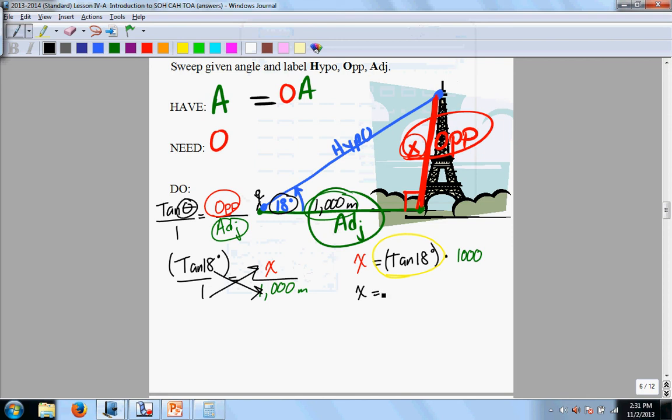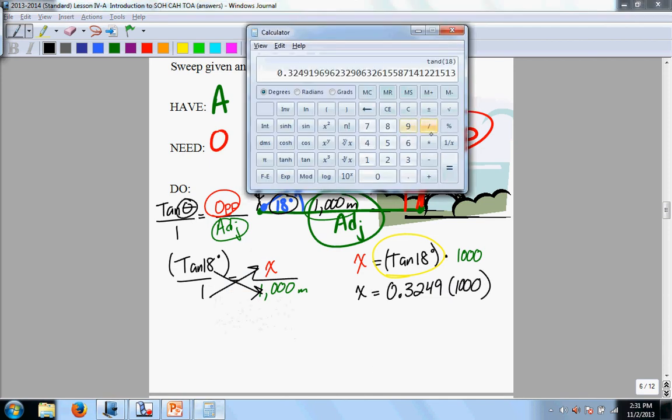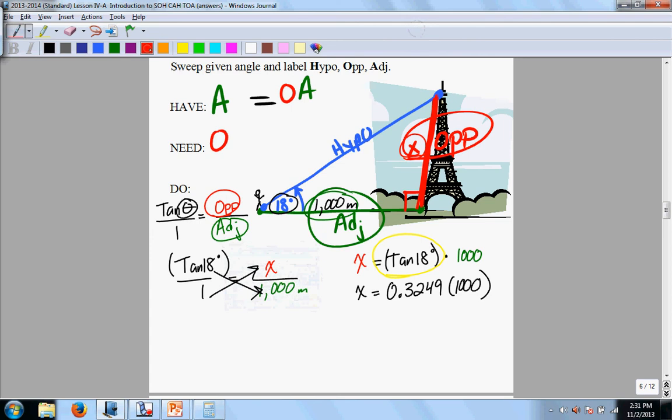So x is going to equal 0.3249 times 1,000. So we times that by 1,000. We're going to round it to the tens place, and our answer here is 324.9 meters. So our height of the Eiffel Tower is 324.9 meters.